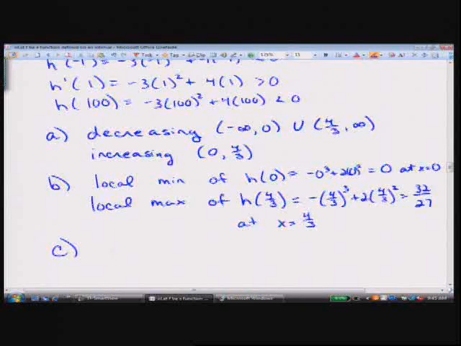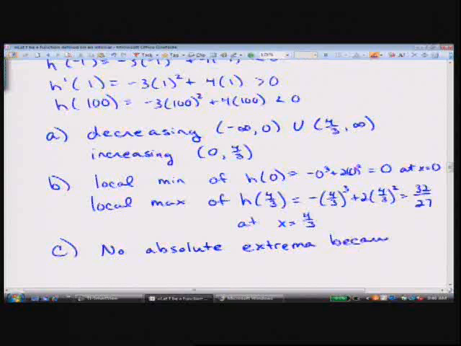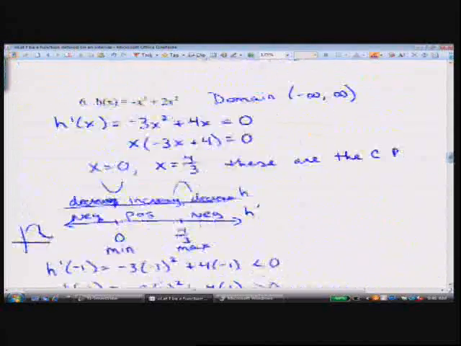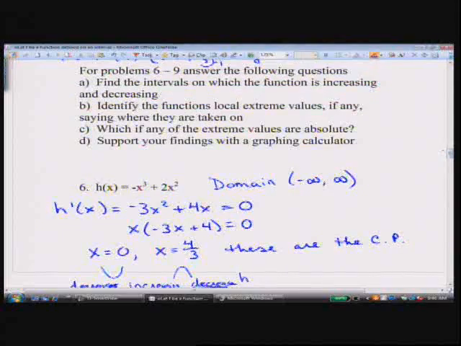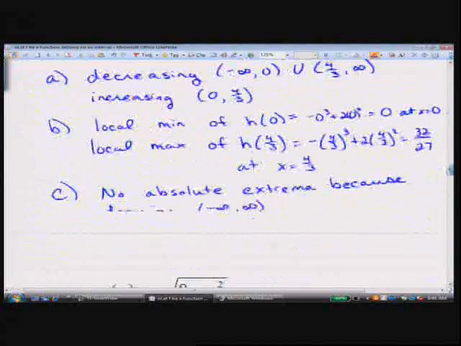If you had a domain that had endpoints, you could test those endpoints and see whether they were absolute or not. So no absolute extrema because the domain is negative infinity to positive infinity. We don't have any endpoints that we can test on the domain. And then support your findings with a graphing calculator.